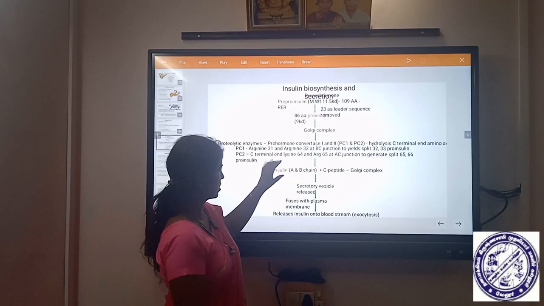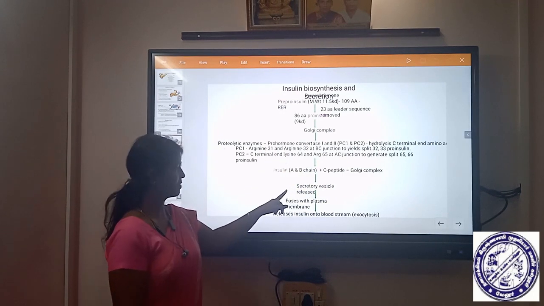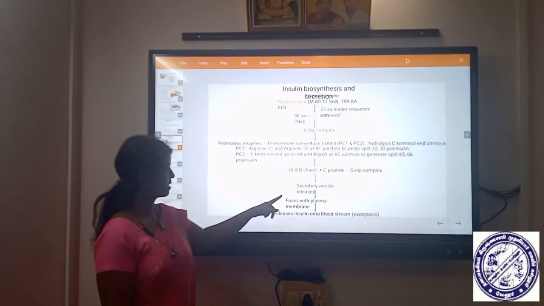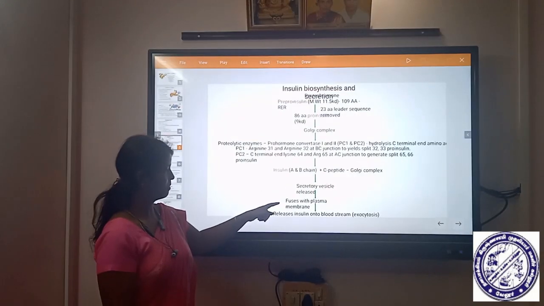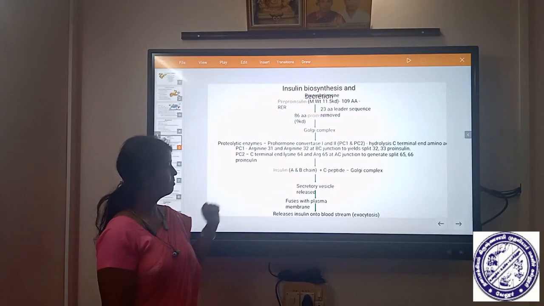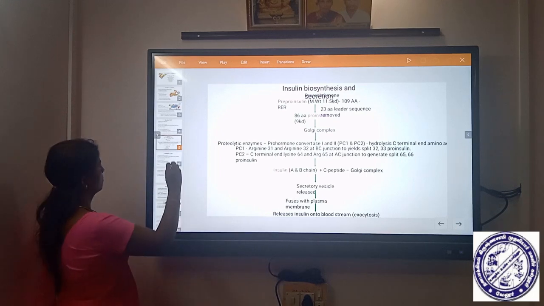After this formation, it enters into the secretory vesicle. From the secretory vesicle, it fuses with the plasma membrane and it is released into the bloodstream by the process of exocytosis.